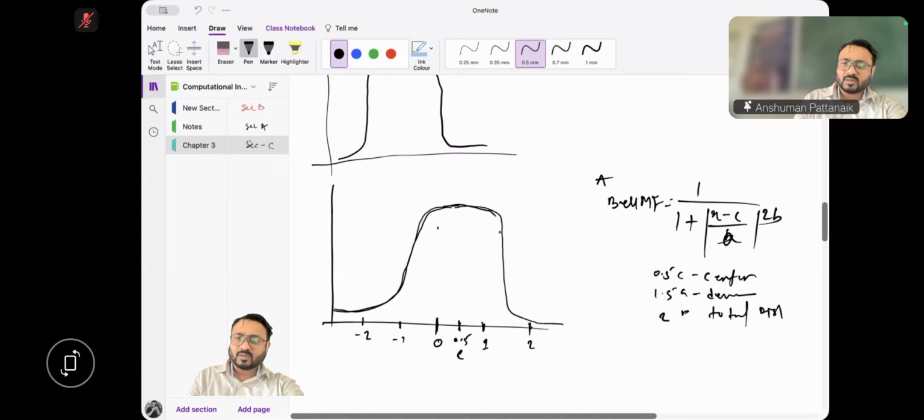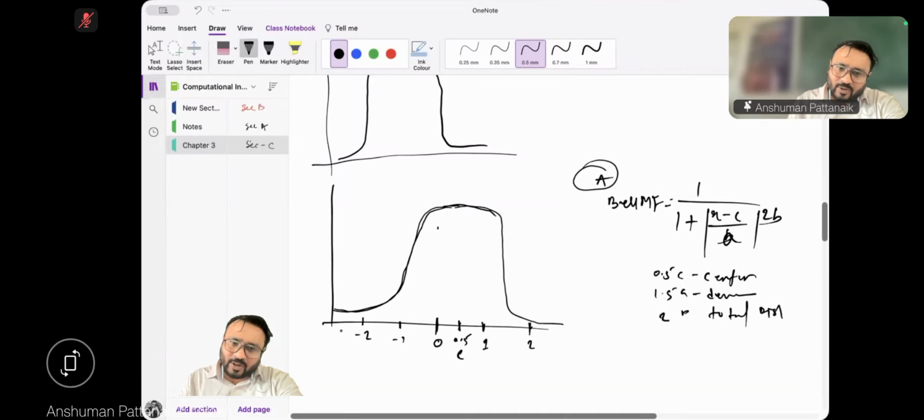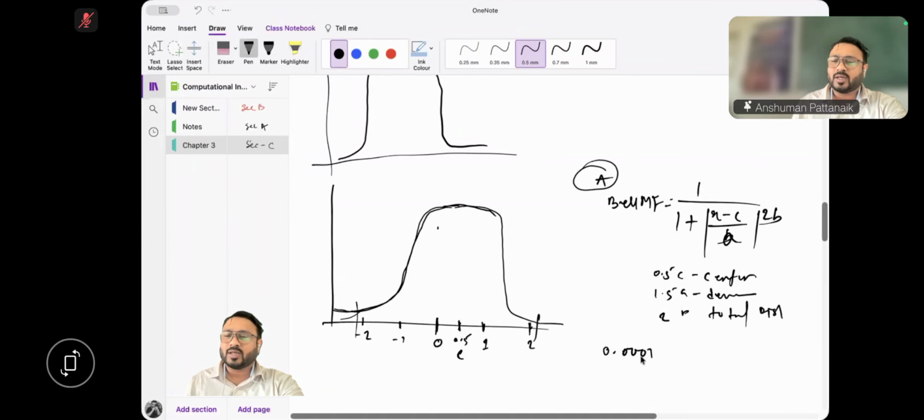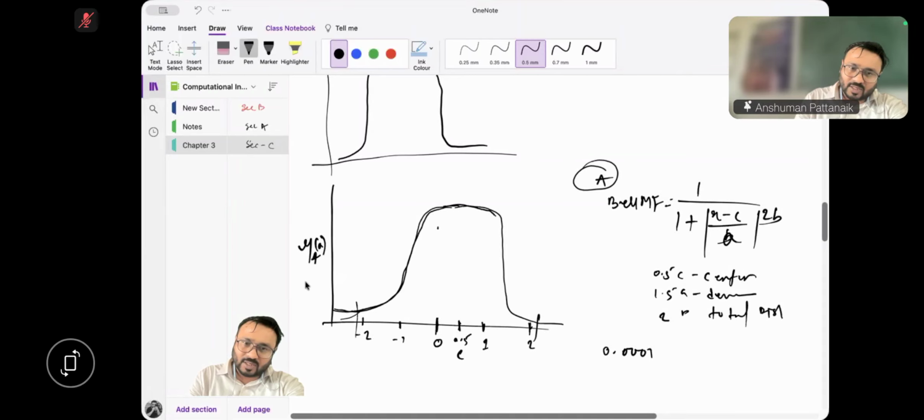Yes, sir. Okay. Now, this is your membership function of A. A is drawn. That means what? For each value up to this, let's say 2 and minus 2, beyond that it will become 0. Now, from minus 2 to plus 2, whatever point value, 0.000001, that is also a point. Basically, for each value, you have a membership grade. This is mu of A of X.